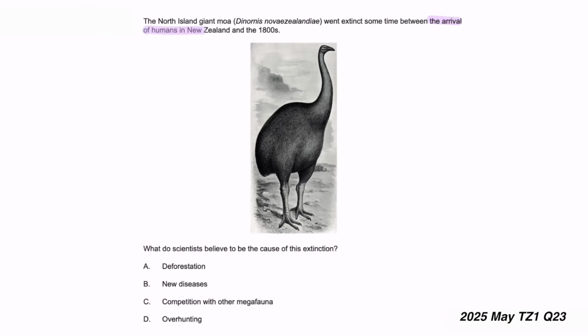The arrival of humans in New Zealand caused the extinction of this flightless bird. This is because humans hunted them for food.